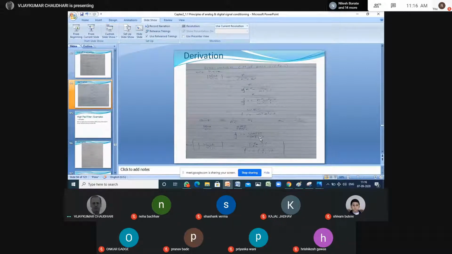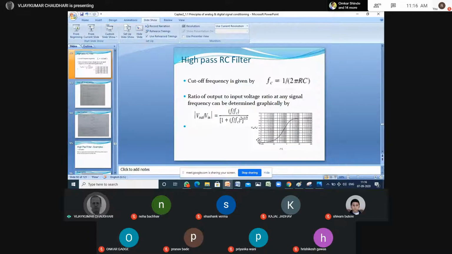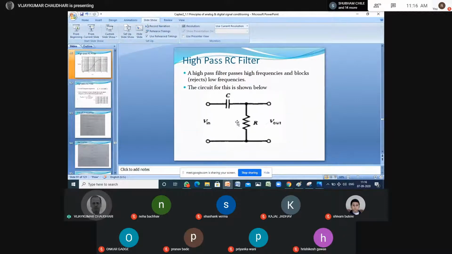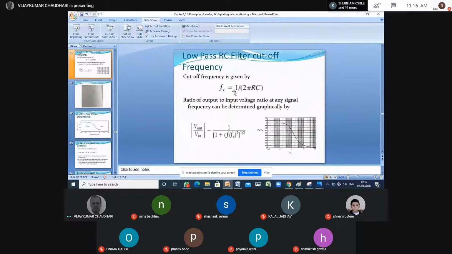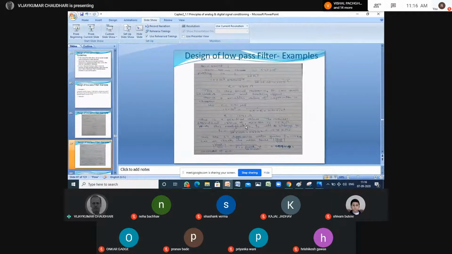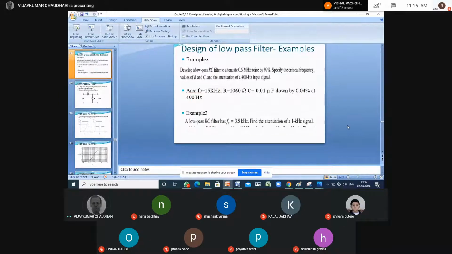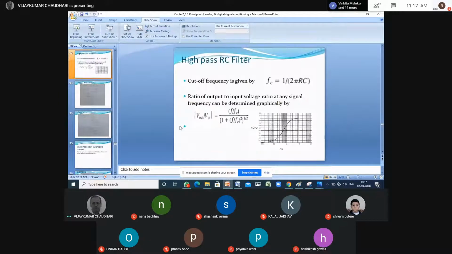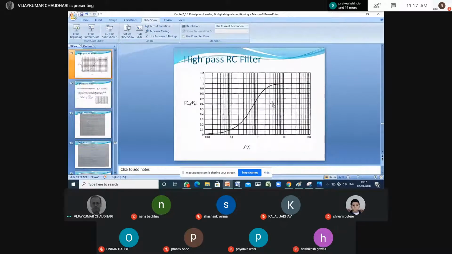Right? So these are the formulae in this case. Fc is given by this and F is given by this formula. Let's compare these formulae with the low pass filter. Fc is the same, whereas for the low pass filter the numerator is 1. The denominator remains the same, numerator is 1, whereas in the case of the high pass filter we get the numerator to be F upon Fc. That is the difference then. Okay, we derived this one.